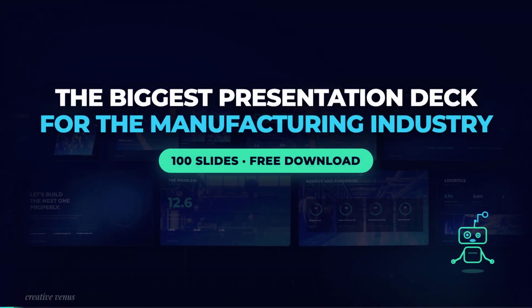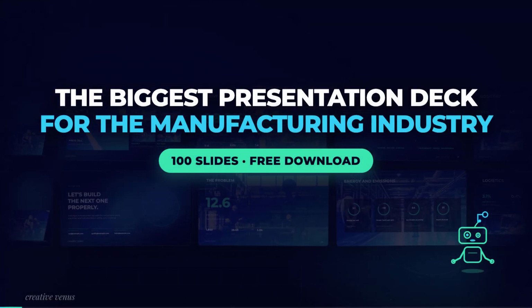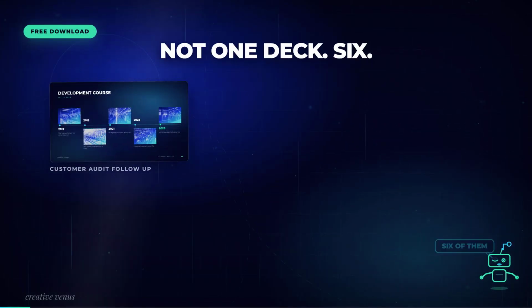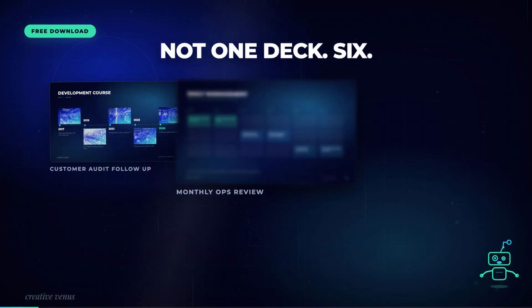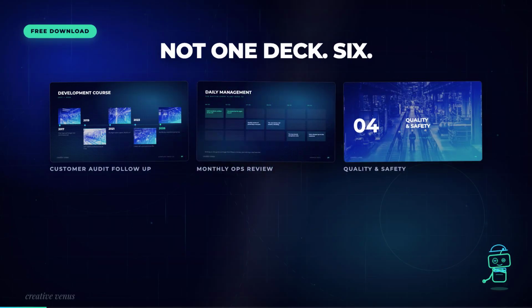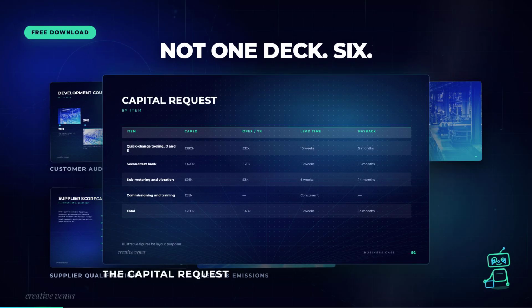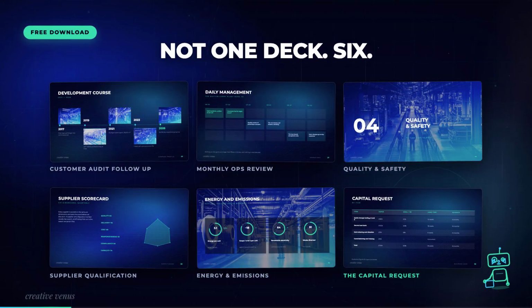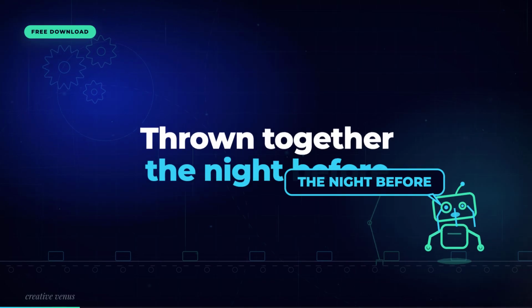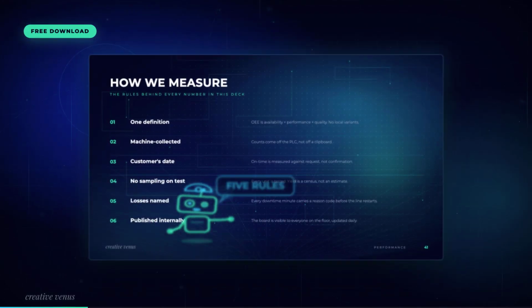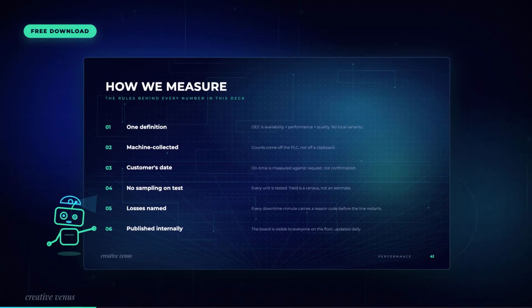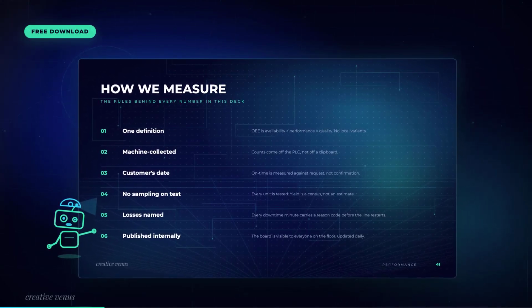If you run a plant, you don't need one deck, you need 6. There's the follow-up after a customer audits your factory, the monthly ops review, quality and safety, supplier qualification, and then the capital request, which is the one that actually decides anything. And most of them get thrown together the night before. There are 5 things that decide whether yours gets signed off, and I'll get to those in about a minute.